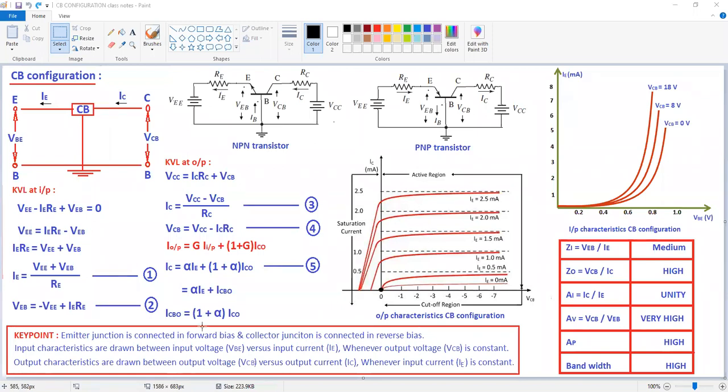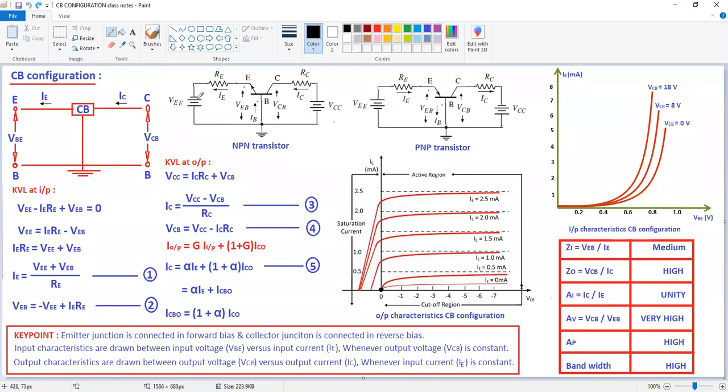In all these characteristics, we are talking about input voltage, input current, output voltage, output current. That means before drawing these curves, we require the input voltage, input current, output voltage as well as output current. So that's why I am going to write all these equations by using this circuit diagram. Now here, this is the input side and this is your output side.